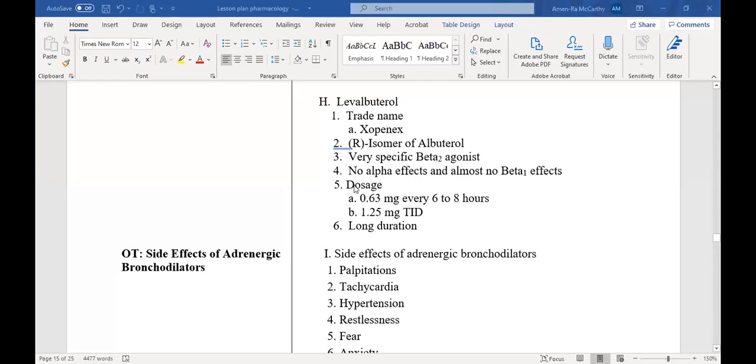Dosage of Xopenex: 0.63 or 1.25. The 1.25, you give that 3 times a day. If it's just 3 times a day, how many hours is in between each one? 8 hours, no less than 8 hours. If I give the 0.63, I can give that every 6 to 8 hours, right? Good. That's how you're using everything you've learned as we move on. You can't just forget that stuff you've learned.